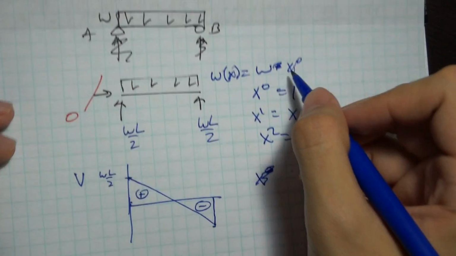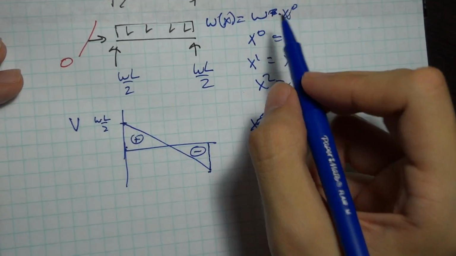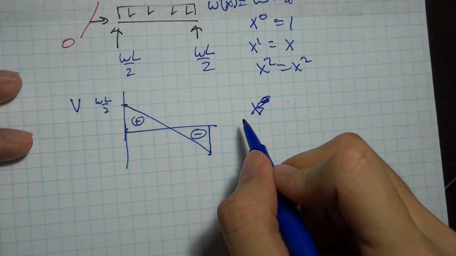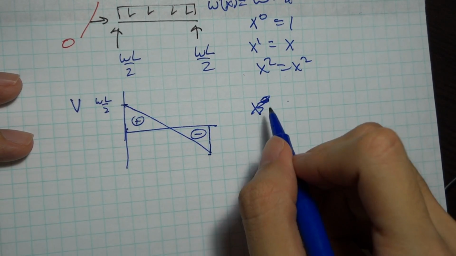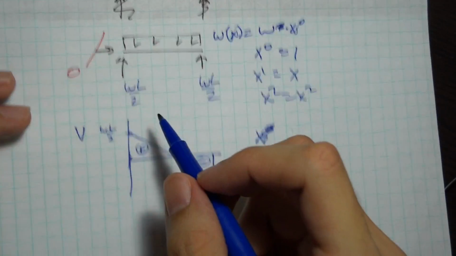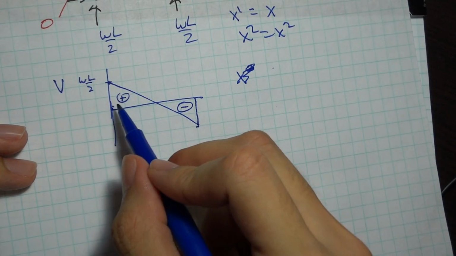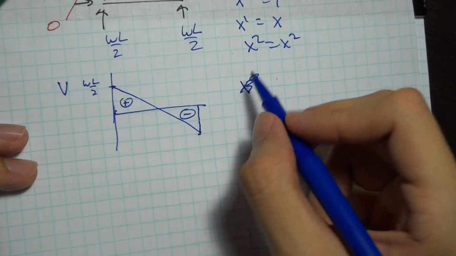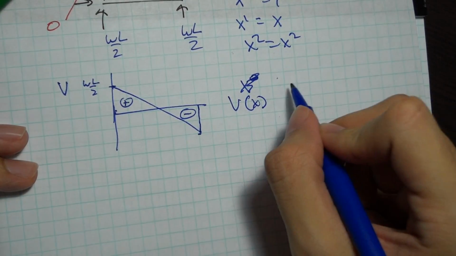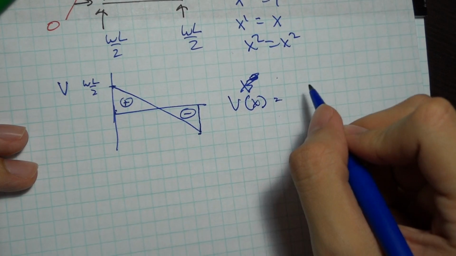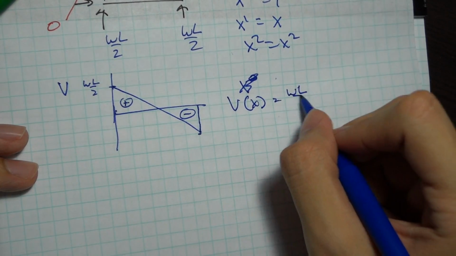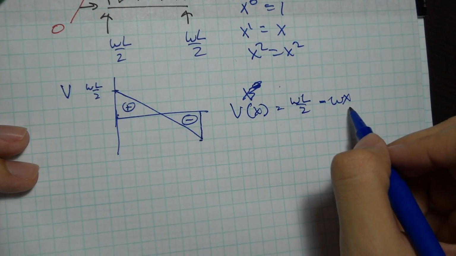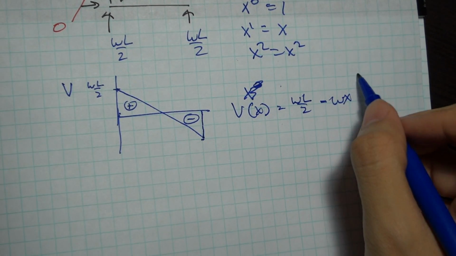Well, I don't want it. I should use multiplication. W times x to the 0th power. Down here, my shear, it goes up by a power, right? Like I have a line here. I don't have a constant. I have a line that has a slope. So my V of x is WL over 2 minus WX. Right? I have an x term in here. This x is x to the 1.